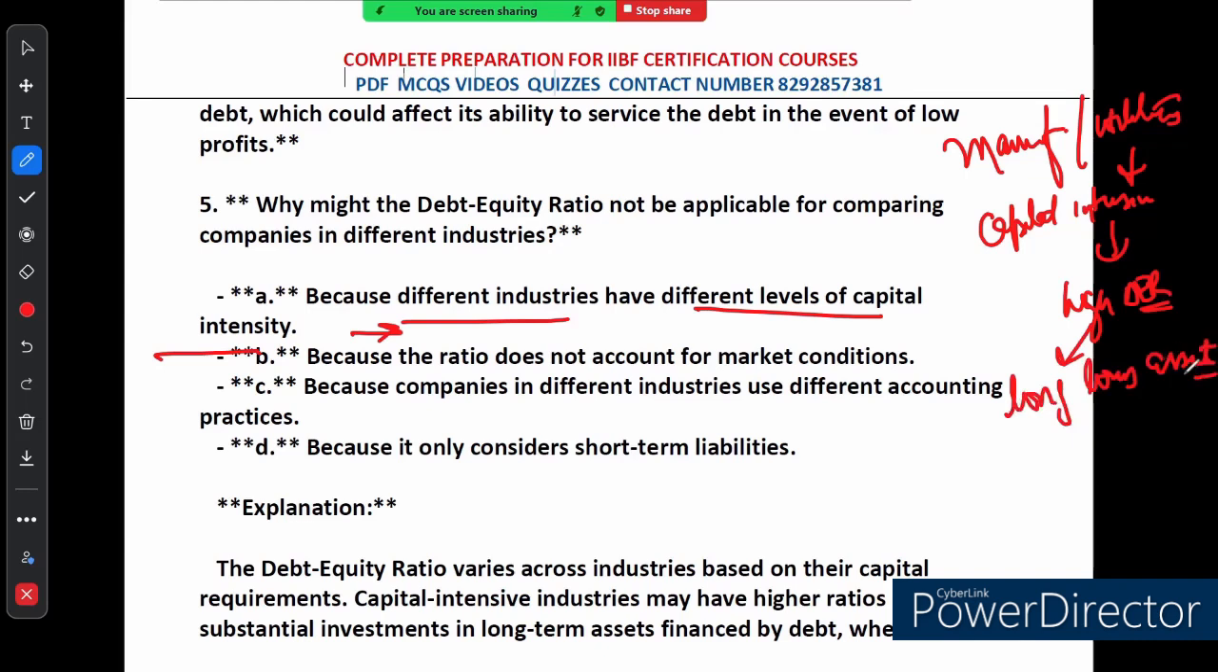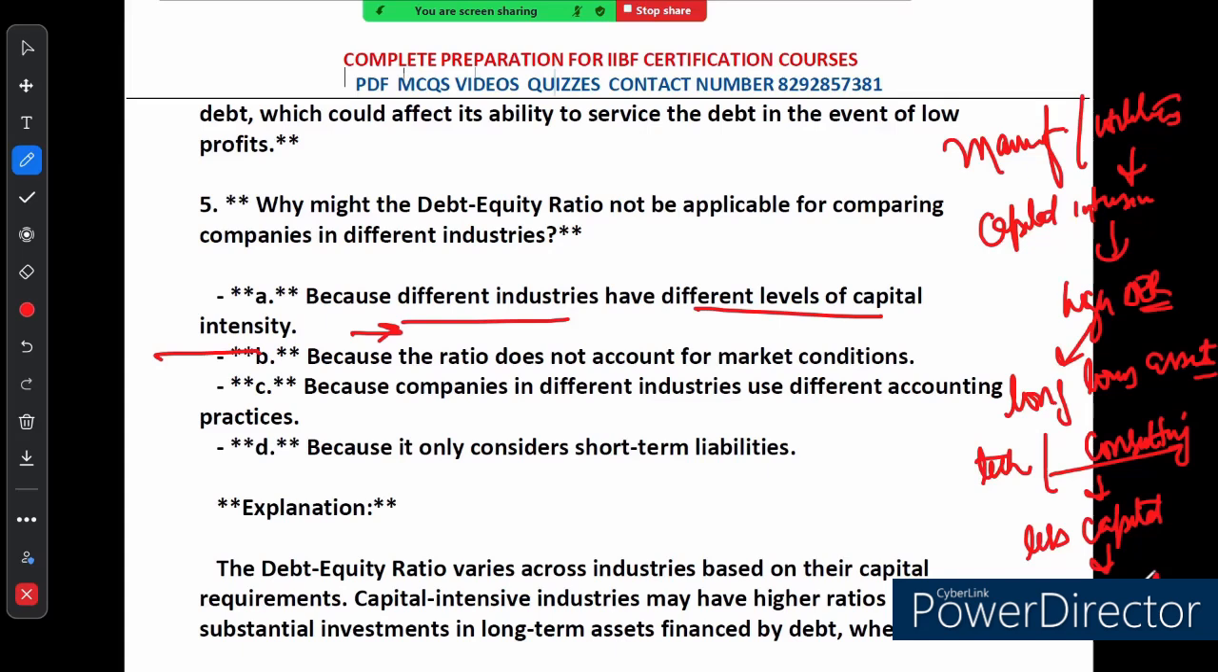On the other hand, industries like the technology industry, or suppose the consulting industry, so these industries which are less capital intensive, they might have a lower DER, right? They might have lower DER. Why? Because this difference makes direct comparison between companies in different industries less meaningful, right? So option A is the correct one.